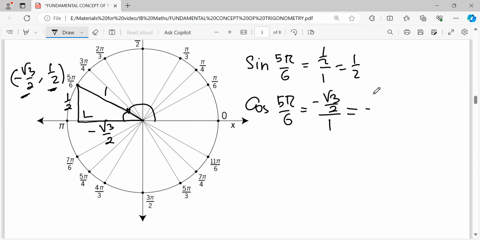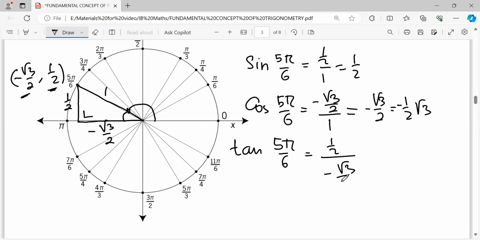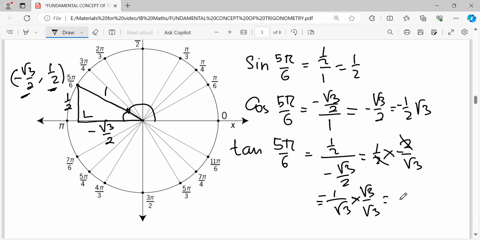Okay, let's continue. Tangent 5 pi over 6 equals a half over negative square root 3 over 2, which is half times 2 over square root 3, negative. It becomes negative 1 over square root 3. If you simplify by multiplying by square root 3 over square root 3, it's going to be negative 1/3 square root 3.